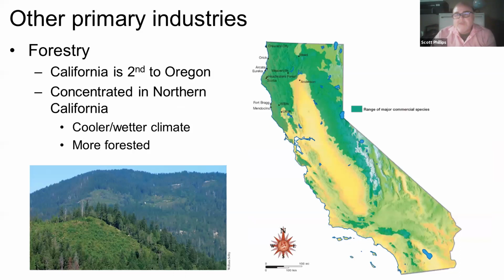However, California is home to other primary industries as well. In addition to agriculture, there's forestry. California has significant forest resources, second to Oregon. Most of that is concentrated up near Oregon in the northern part of the state, where you have cooler temperatures, a wetter climate, and more forested areas.